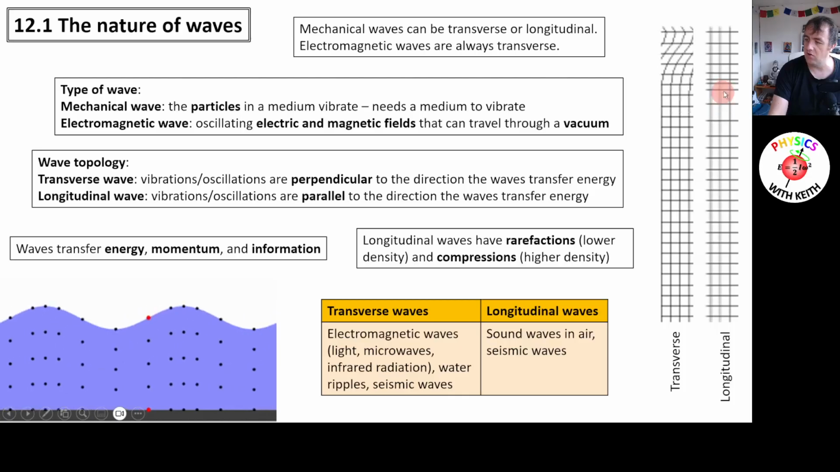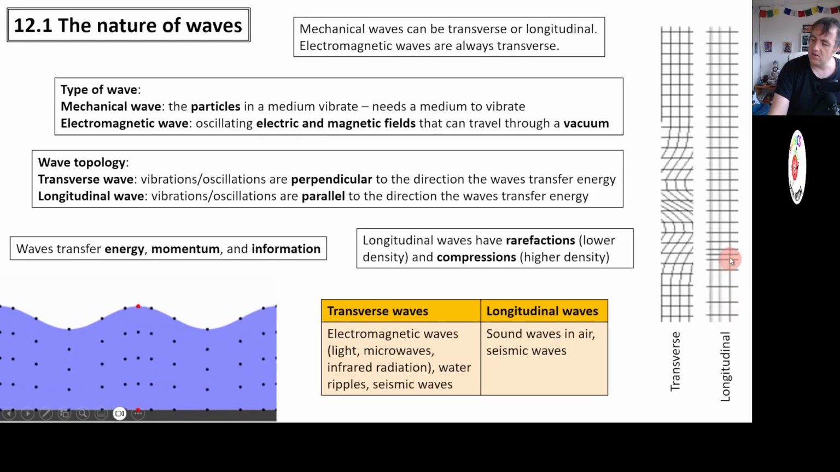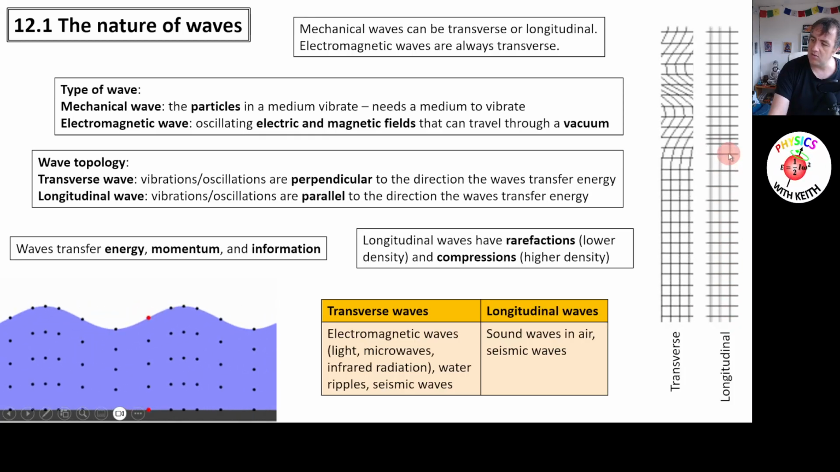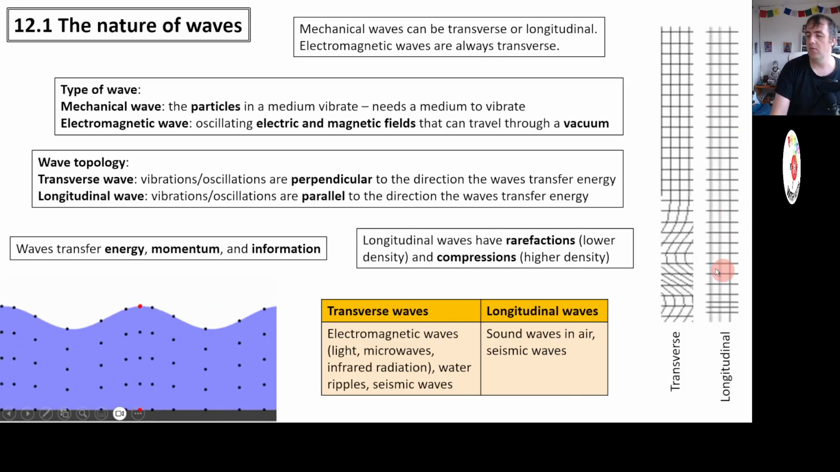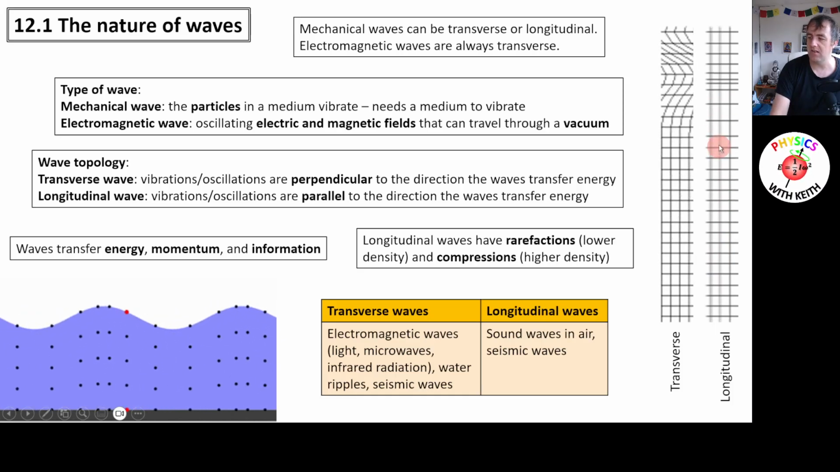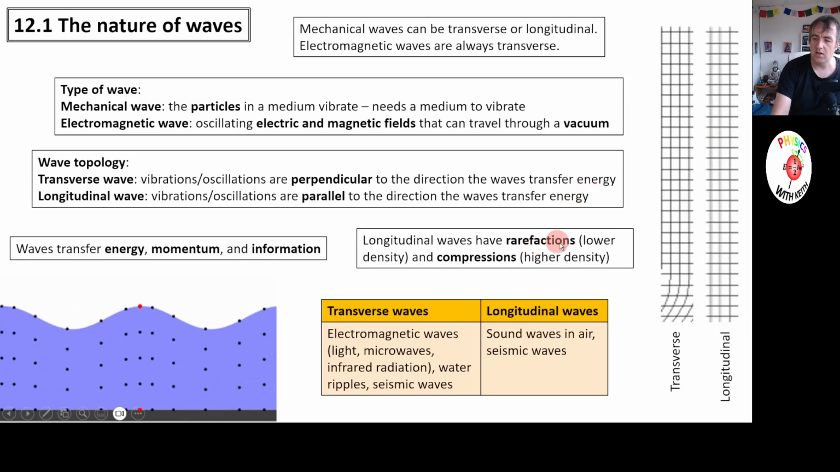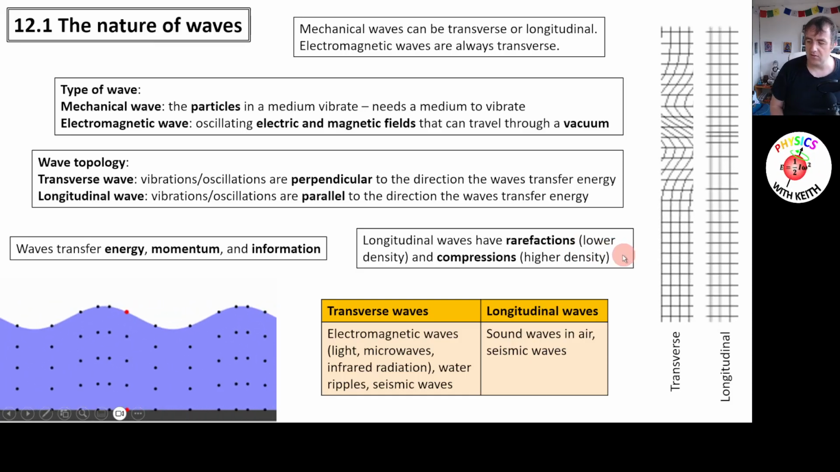If you look where the longitudinal wave is moving, let's just focus on this longitudinal wave, you can see there's a region where it becomes more dense and a region behind there where it becomes less dense. Where it becomes more dense, we call that a compression, and where it becomes less dense, we call it a rarefaction. Those are terms that are unique to longitudinal waves.